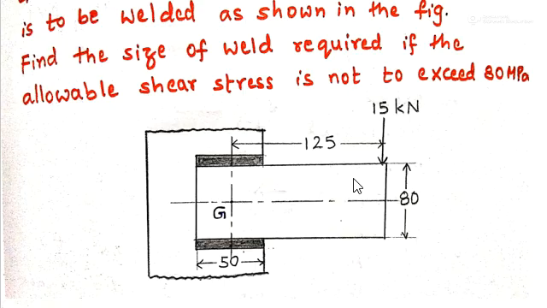So this is the bracket which is attached to one more plate by this arrangement, a welded joint, and here 15 kilonewtons is acting like this, and it is making an eccentricity of 125 mm from the center of gravity. The width of the bracket or width of the plate is given as 80, and the length of the weld is given as 50 here.